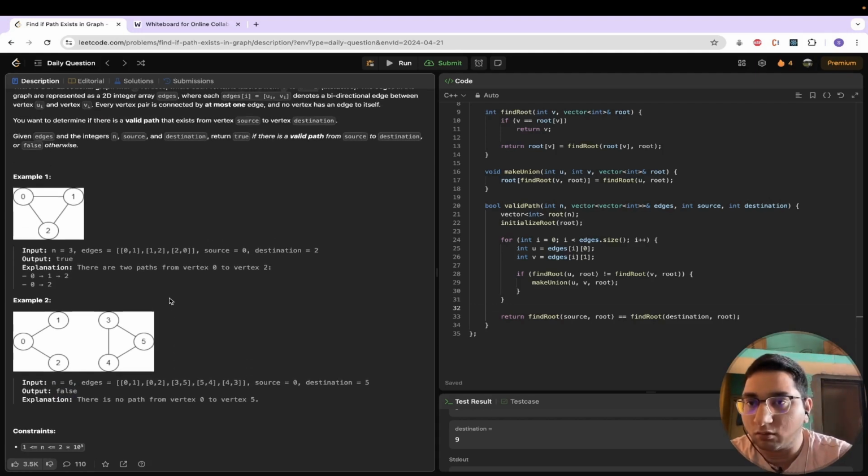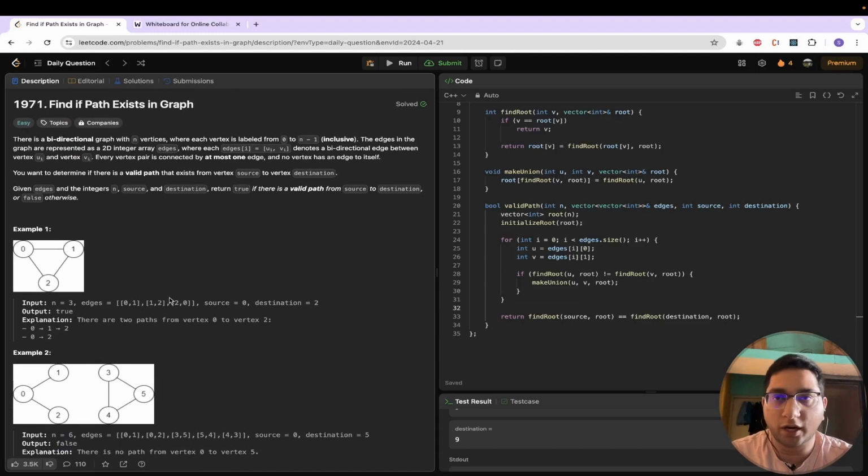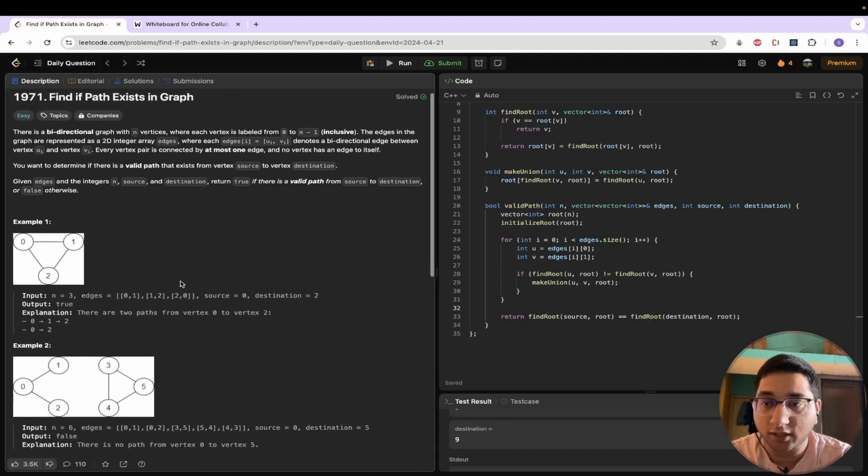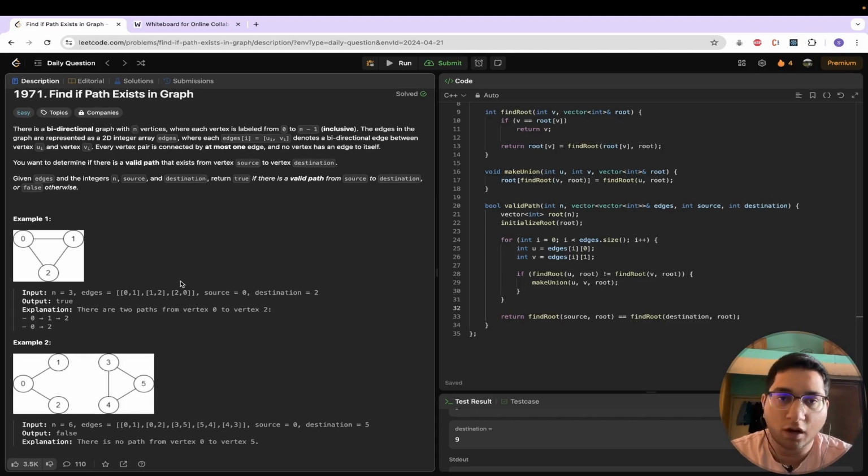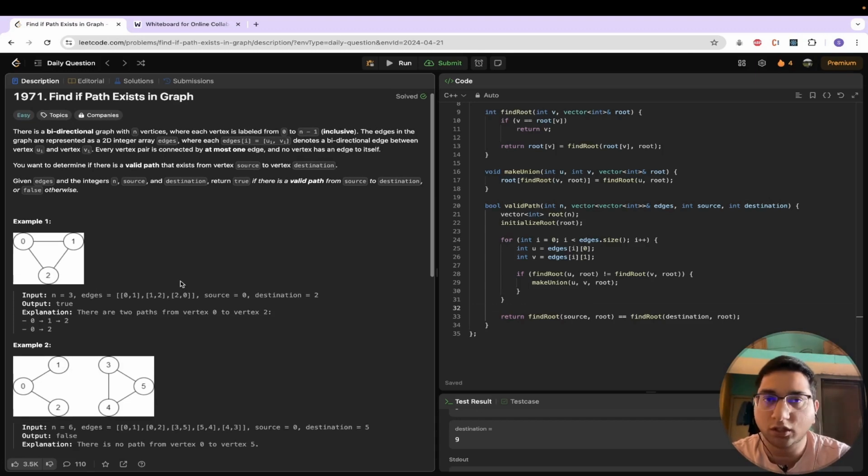So go through the question once, and after that we will discuss the approaches which we can take over here, and we will decide which approach we need to take, and after that we will discuss the coding solution of it.